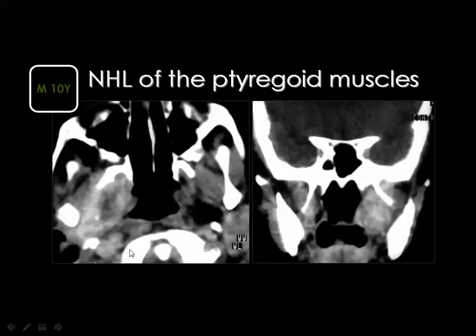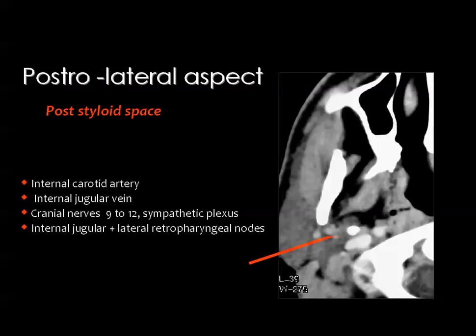And this is a child. You can see a heterogeneously enhanced mass infiltrating the pterygoid muscles. And you remember, in the pediatric age group, you consider the possibility of lymphoma or rhabdomyosarcoma. If you see bulky lymph nodes in the neck or significant lymphadenopathy, you may prefer the diagnosis of lymphoma, and a deep biopsy will solve the problem in most of the cases.